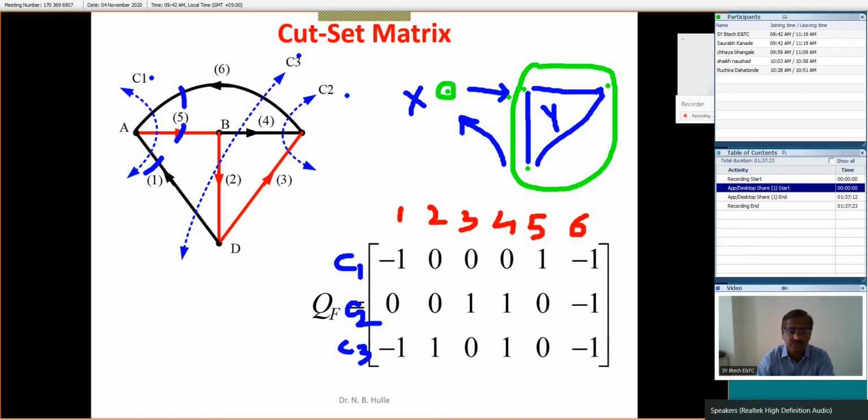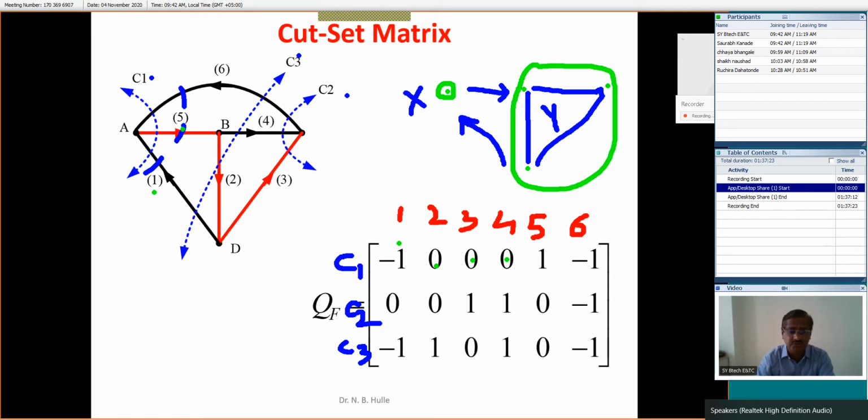That entry will be taken as +1. Otherwise, if it is from part Y to part X, which is the same in the case of branch number 1, that's why that entry is -1. Branch number 2 is not part of this cut set, because for this cut set we have branches 1, 5, 6. We don't have branch number 2, 3, or 4. That's why those entries will be 0.